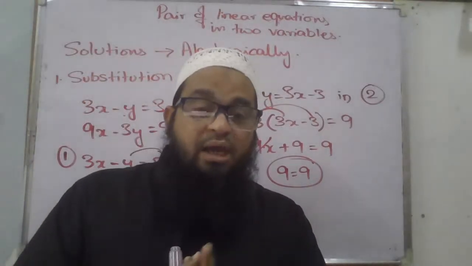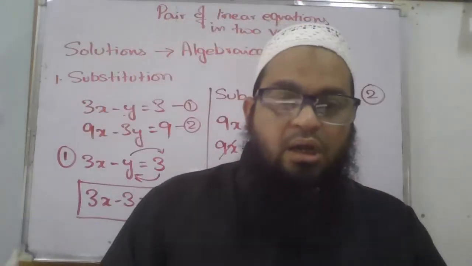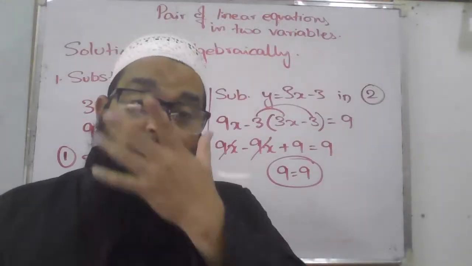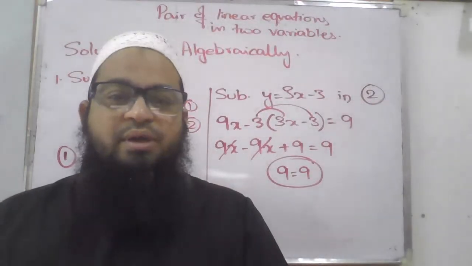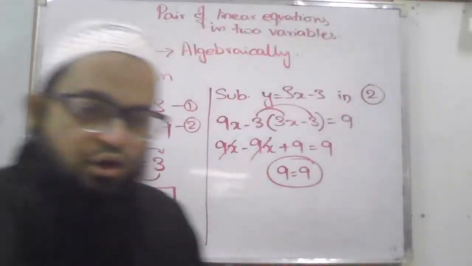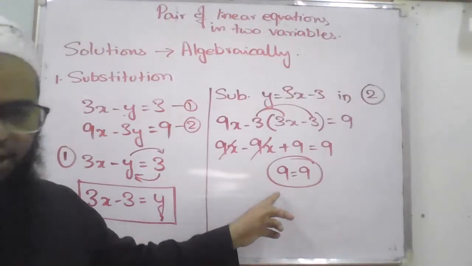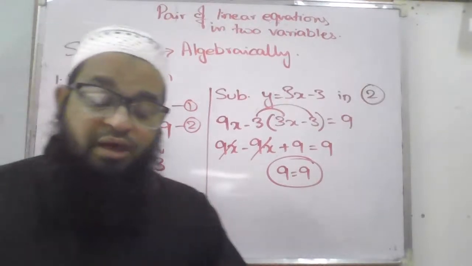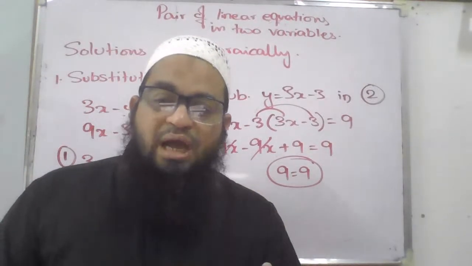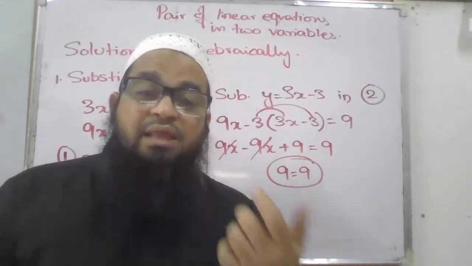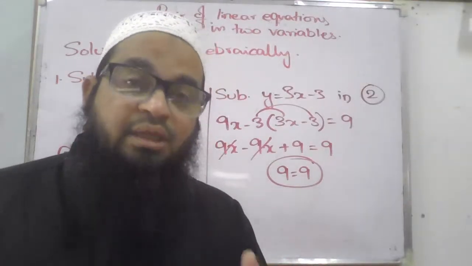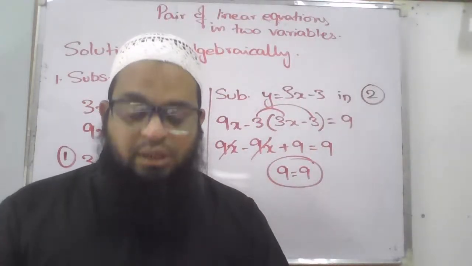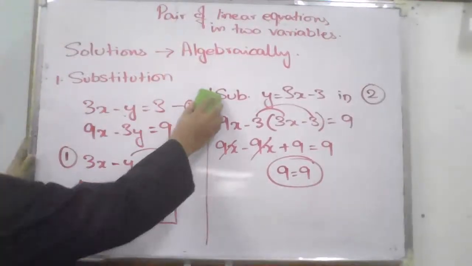When you don't have any variable to find out the values, that means these two equations are parallel. Understood? When you have parallel lines, then only you will get an answer like this. You cannot find any value of the variable. Because when you don't have value of the variable, that means the pair of linear equations are parallel. They don't have any solution. Understood?